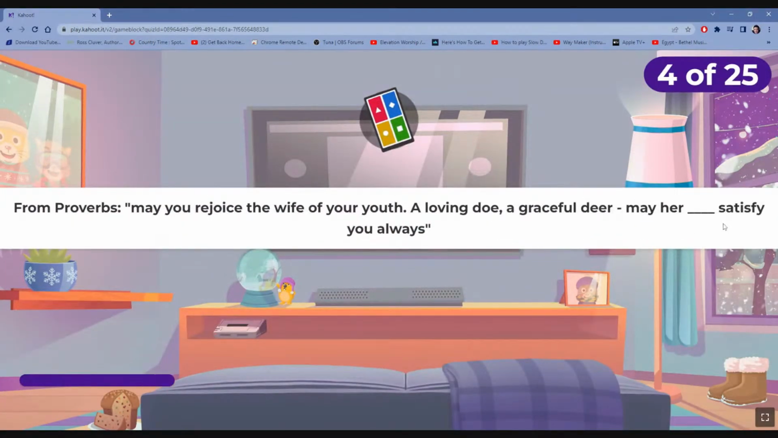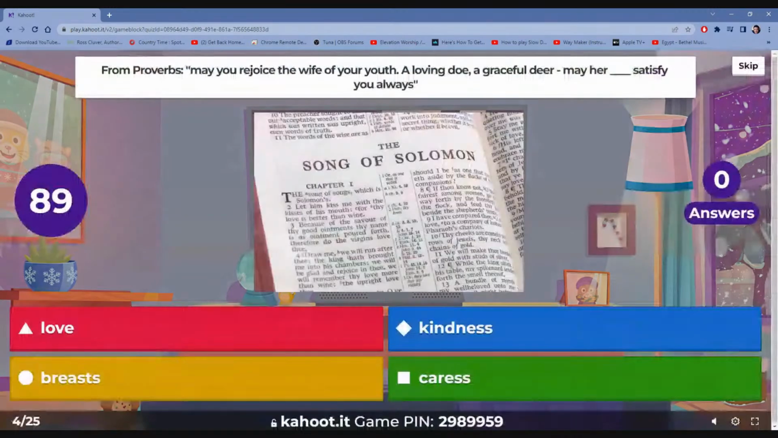Question 4 of 25. From Proverbs, may you rejoice the wife of your youth, a loving doe, a graceful deer. May her blank satisfy you always. Red love, blue kindness, yellow breasts, and green caress. Hey, I didn't write it. I didn't write it, ladies and gentlemen.